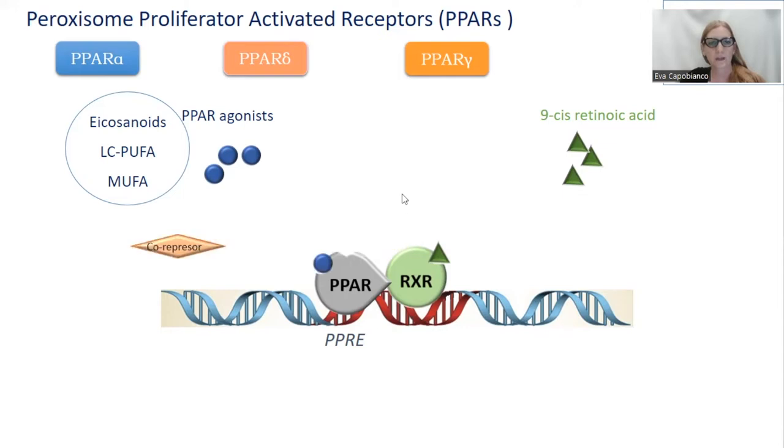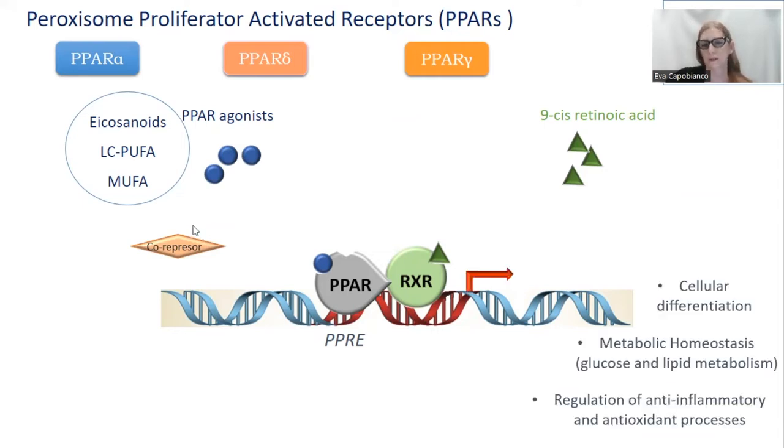When they bind with PPAR agonists, they release the binding of co-repressor molecules, leading to the transcription of several enzymes that regulate different processes such as cellular differentiation, metabolic homeostasis, and anti-inflammatory and antioxidant processes.